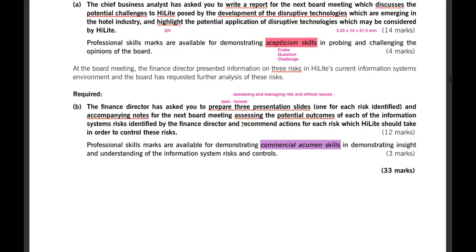Okay, for your task, you know that you're supposed to be preparing the 3 slides and accompanying notes, and you know that the content of your slides and accompanying notes should be this one, assessing potential outcomes of each of the information system risks identified by the finance director. Okay, the potential outcome that has already been identified by the finance director. And another question verb, right?